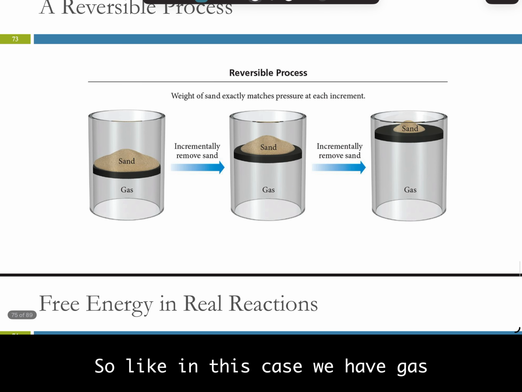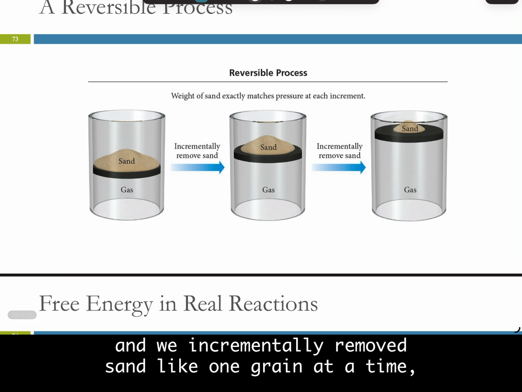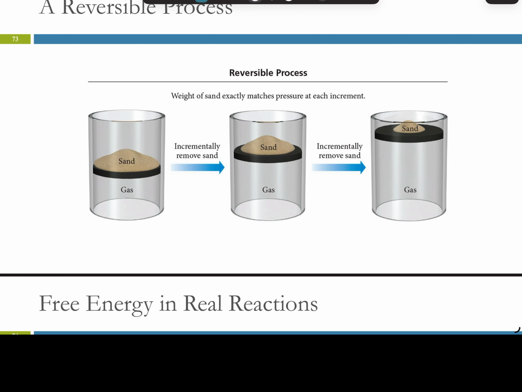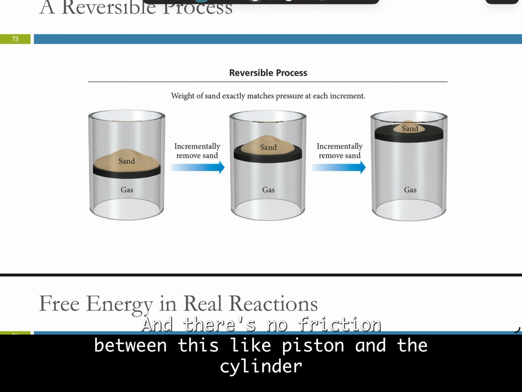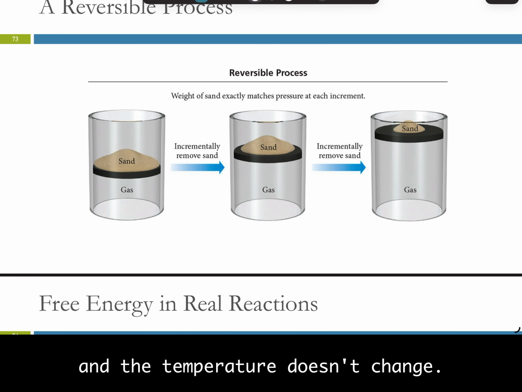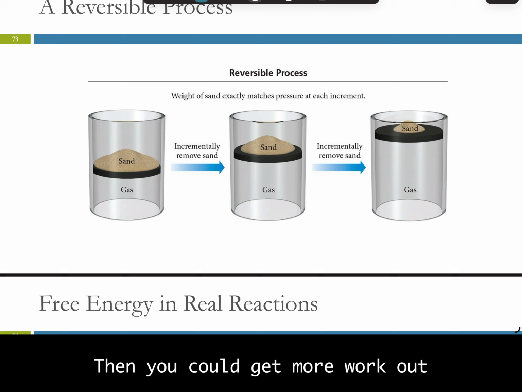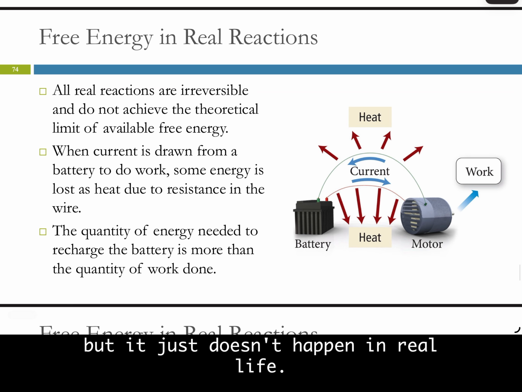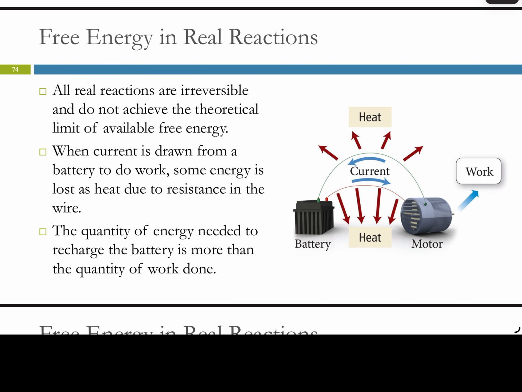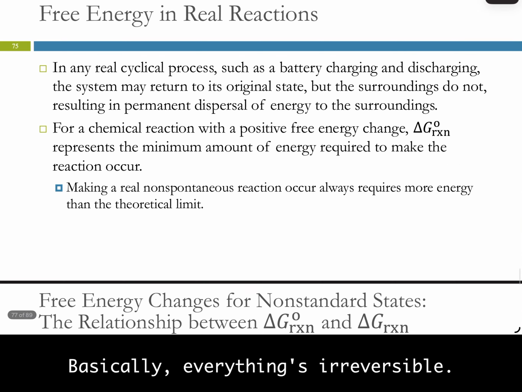So in this case, we have gas and we incrementally remove sand 1 grain at a time, where the pressure is essentially always equal to the weight of the sand, and there's no friction between the piston and the cylinder, and the temperature doesn't change. Then you could get more work out as this gas expands. But it just doesn't happen in real life. Because all of the energy is always lost along the way. Basically, everything's irreversible.